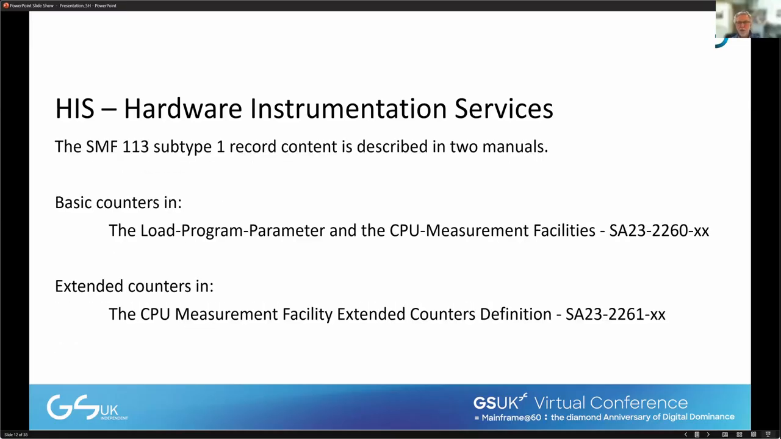Okay, so the information that the SMF 113 subtype 1 contains is described in two manuals. And we refer to them as counters. So they're the basic counters, and I'll give you examples of both basic and extended. The basic counters are in the manual Load Program Parameter at CPU Measurement Facilities. And then there are the extended counters, which are architecture specific, in the CPU Measurement Facility Extended Counters. So you really need to look at those two manuals to understand what kind of data HIS is gathering for us.